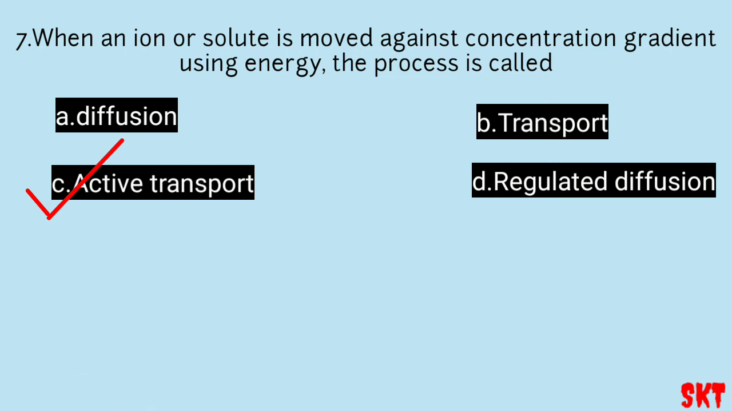Let us look at other options. Option A. Diffusion. This means the movement of molecules from higher concentration to lower concentration. Option B, transport. It is the overall movement or transport of any molecules. And regulated diffusion is a sort of diffusion. So the question is the definition of active transport. Let's move on to the next question.